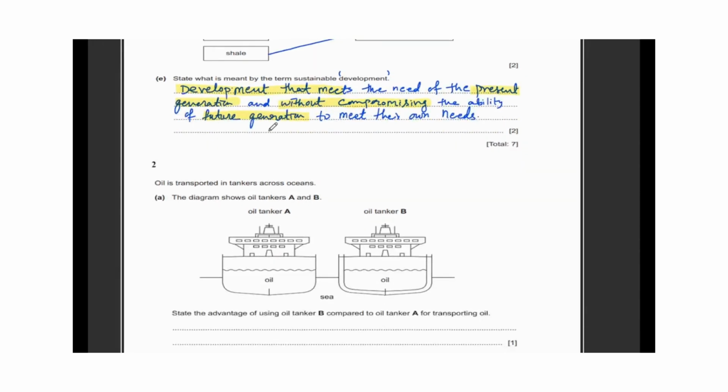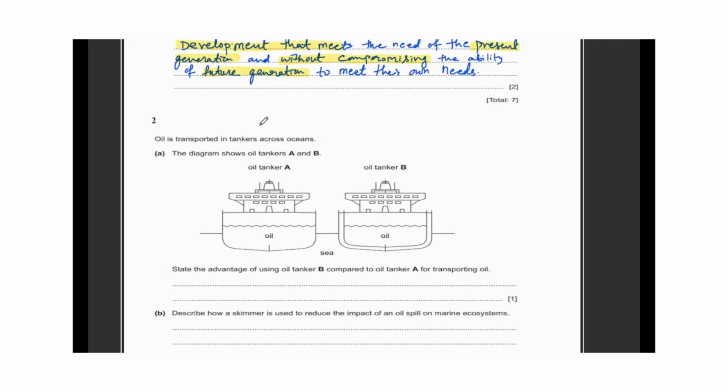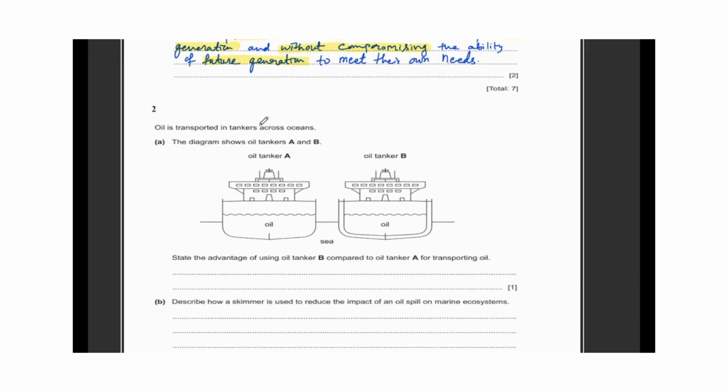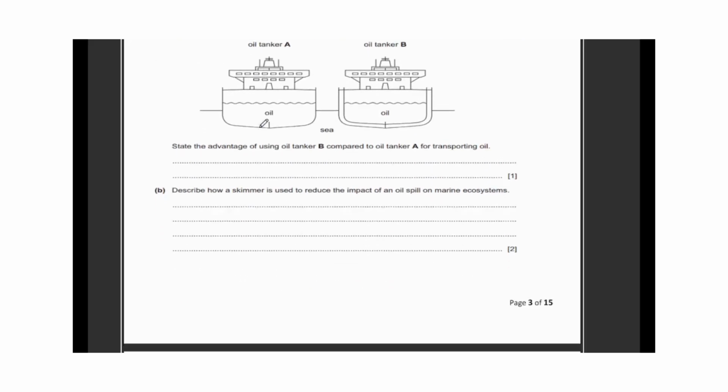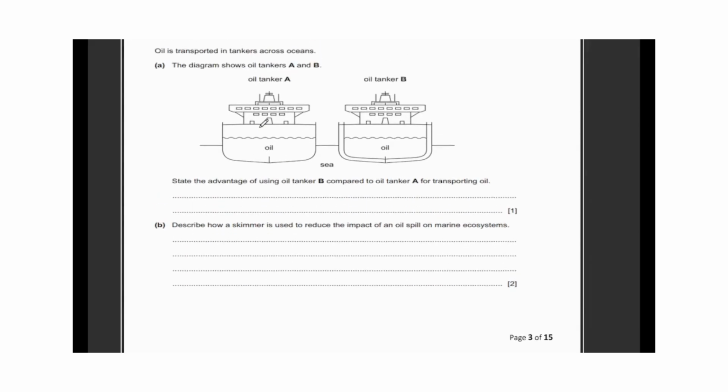Question number 2. Oil is transported in tankers across oceans. The diagram of 2 tankers is shown here, A and B, and we can see tanker A does not have an extra coating, or you say a hull. This is absent, whereas this is present. Now state the advantage of using tanker B over tanker A. Double hulled is always better. Why? Because it will prevent the oil spill.